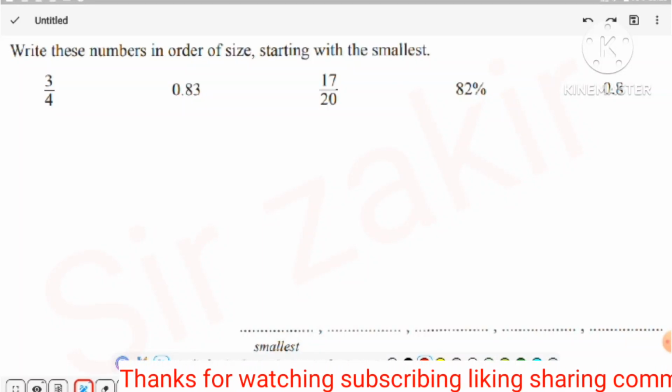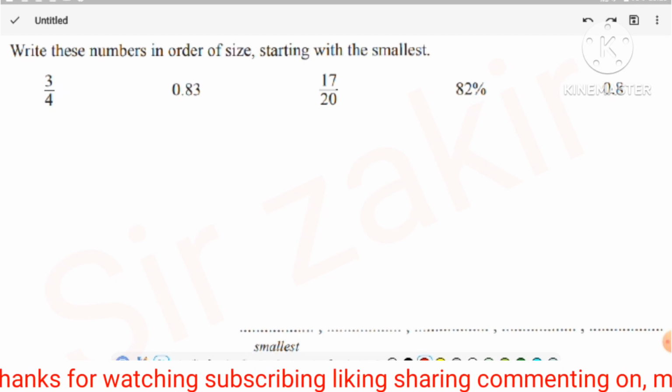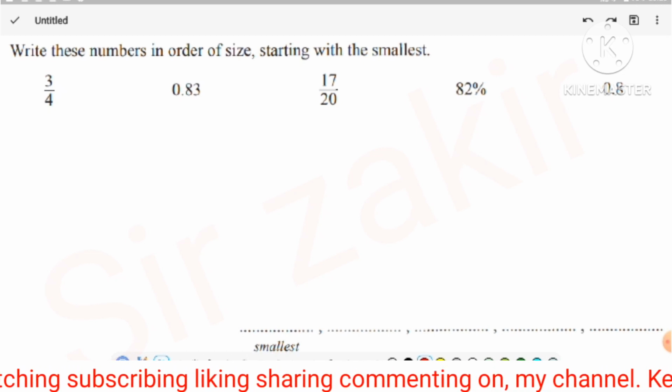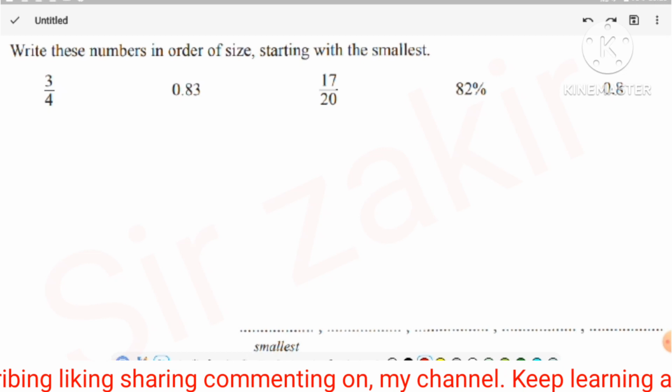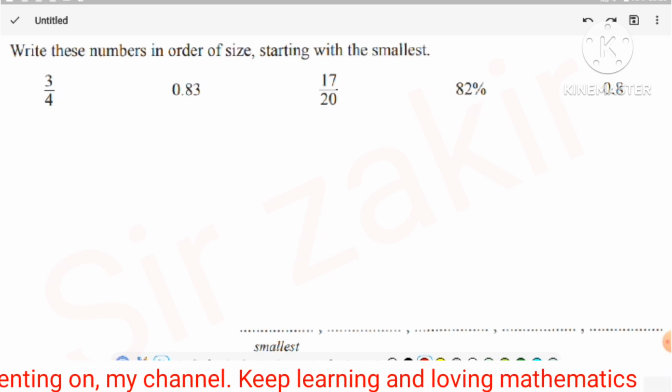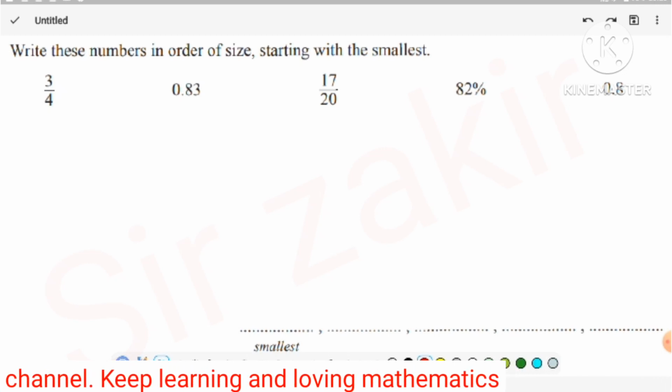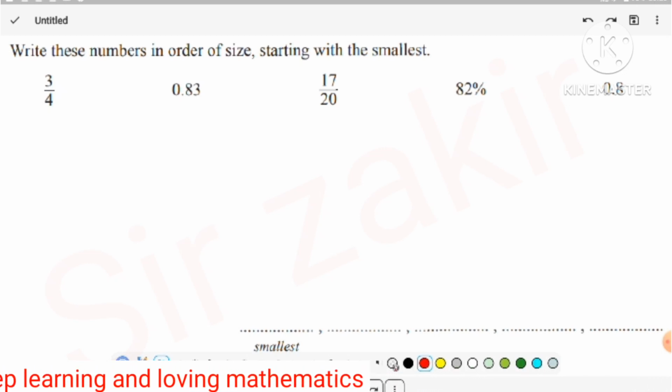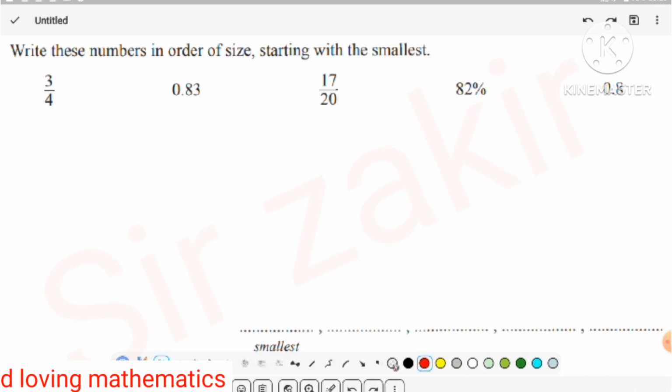It's comparison of numbers. Numbers in the form of fraction, p by q form, decimal fraction, percentage. So all these are fractions, all these are numbers. We have to compare them and write them in order. We have to write them in order from smallest to greatest. We actually convert all these in decimal form, then we will compare them.